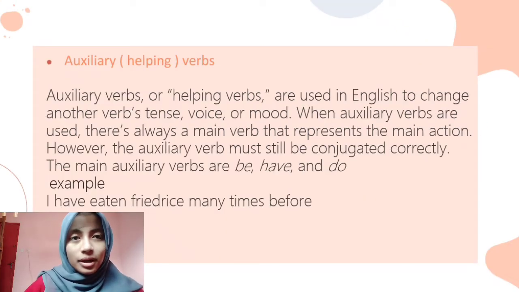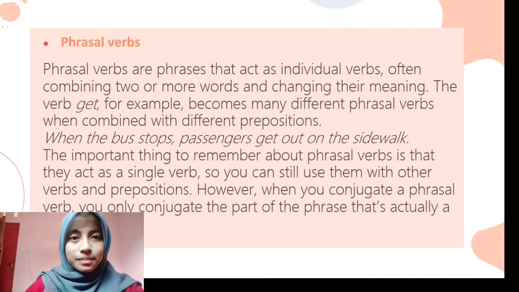Third, auxiliary or helping verbs. Auxiliary verbs or helping verbs are used in English to change another verb's tense, voice, or mood. When auxiliary verbs are used, there is always a main verb that represents the main action. However, the auxiliary verb must still be conjugated correctly. The main auxiliary verbs are be, have, and do. Example: I have eaten fried rice many times before.